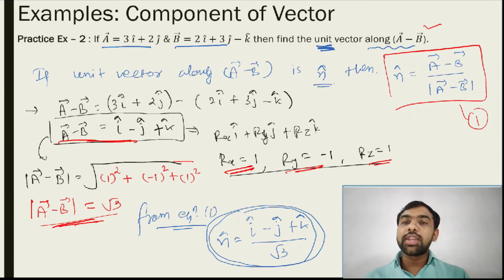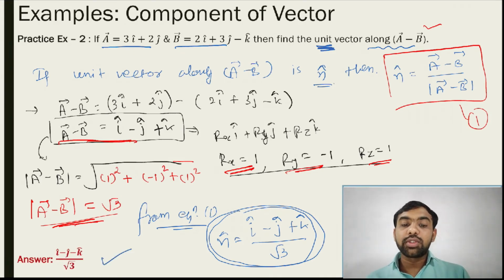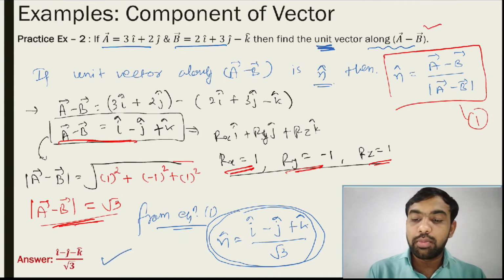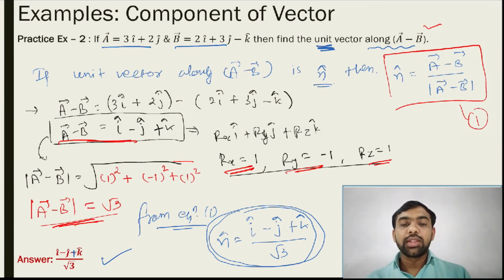Unit vector, if a and b is this one, then unit vector along a minus b is i minus j plus k upon root 3. Okay, so all of you guys note this, and that is our answer. See, i minus j minus k plus root 3, here just a printing mistake, plus k, here plus k. So plus k, okay, just a small printing mistake. So i minus j plus k upon root 3. Okay, all of you guys note this, then after that we go to the next one.